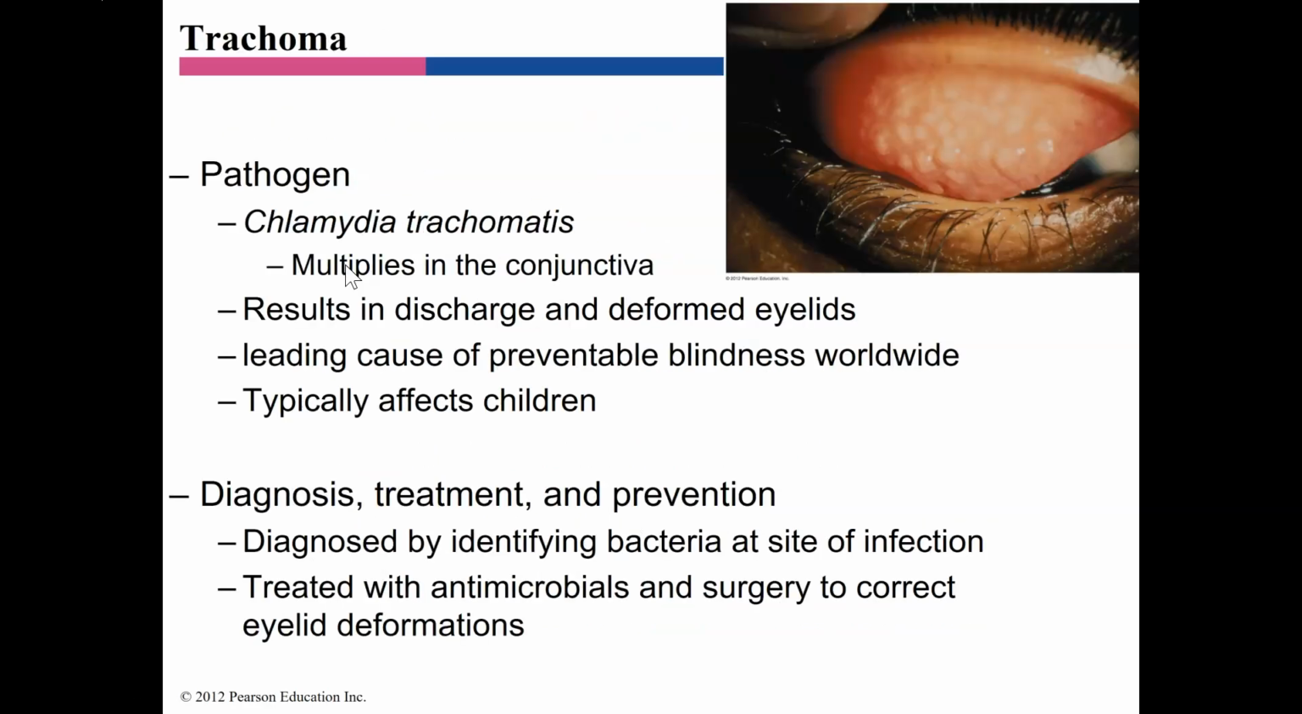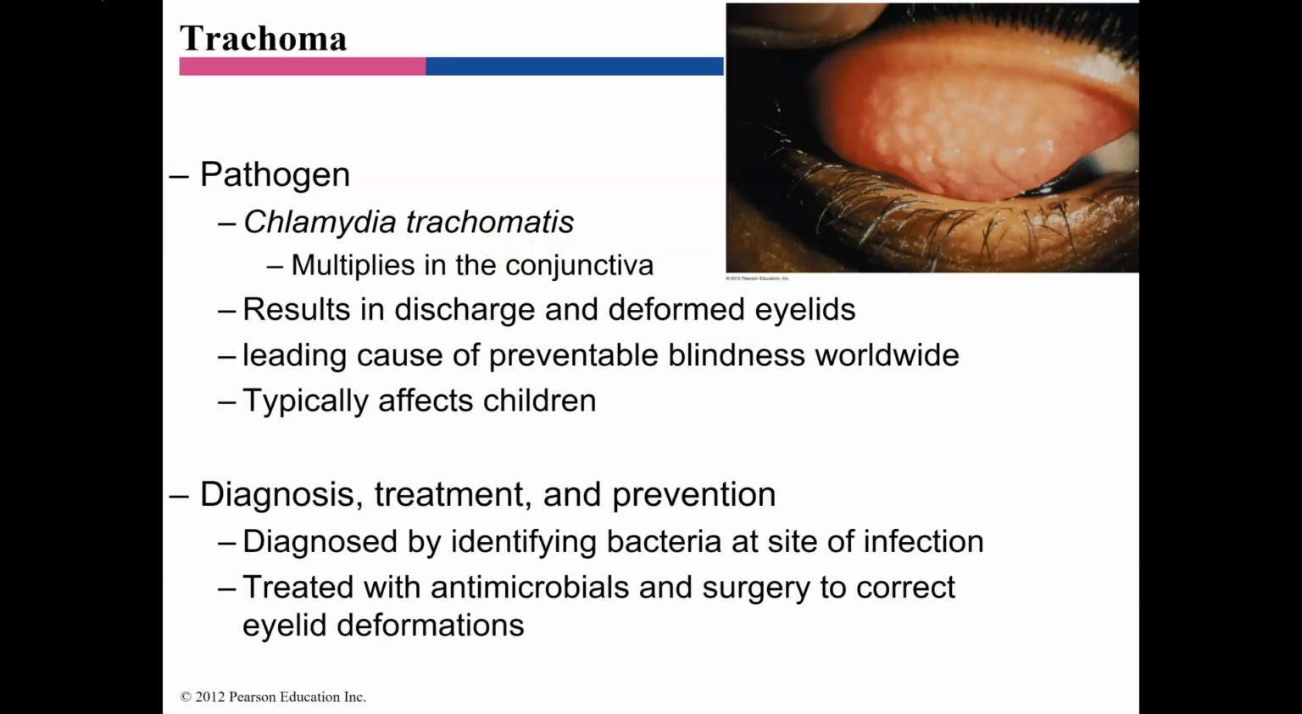The last infection I want to mention is an infection of the eye called trachoma. I want to mention it because the infection is covered in this chapter, but we will spend more time on the causative agent in the last chapter we cover. The organism that causes trachoma is Chlamydia trachomatis, the same organism that causes the STD simply known as chlamydia.